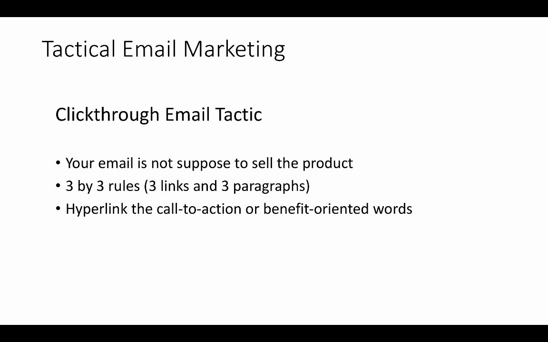Benefit-oriented words: let's say in your email copy, you say something like, this is how you can get free traffic from Google. So what I'll do is hyperlink the phrase "free traffic from Google." So in summary, you want to hyperlink the text in your email copy, and it goes back to the 3x3 rule, which means that you should only have three links there. I mean, you can have more, but if you have more, you've got to make sure that you know what you're doing. Otherwise, you will go too crazy about it.